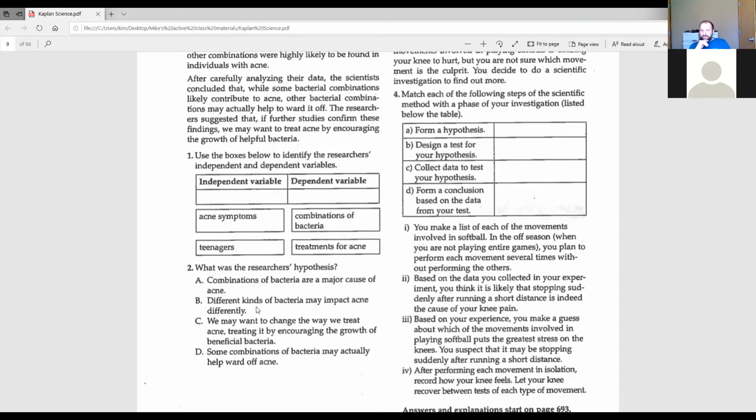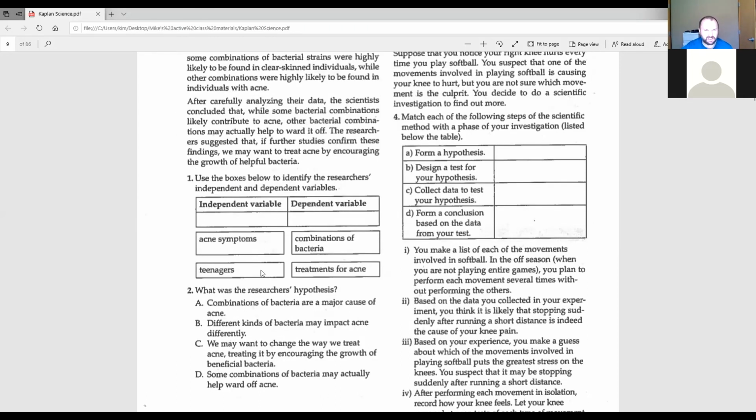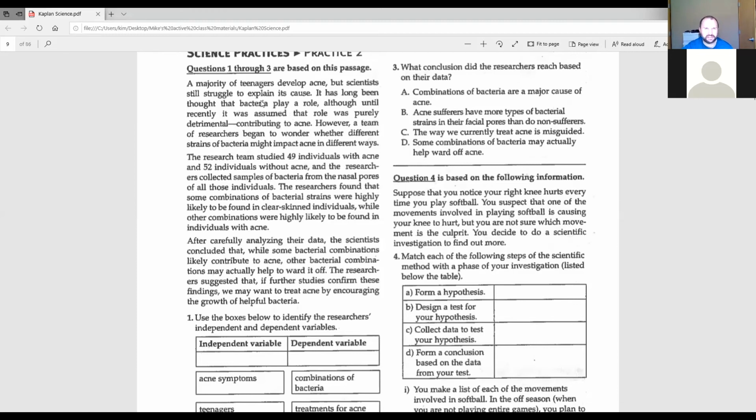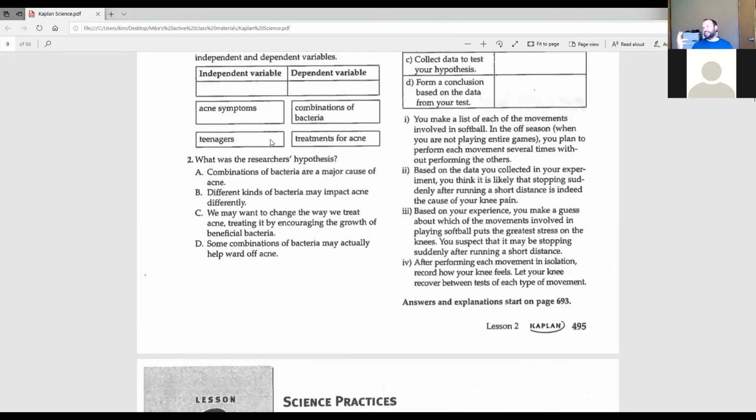So I'd throw out C, and I'd throw out A. Combinations of bacteria are a major cause of acne. That isn't necessarily what they're guessing is the answer. It says it has long been thought that bacteria play a role, right? The fact that it's a major cause of acne isn't necessarily what they're trying to get at, right? They say we think it's a cause, but we're looking more specifically at can it be a positive as well as a negative, right? So I'd throw out A, and I'd look between B and D. And B and D are pretty similar. They're worded a little bit differently. They're saying a similar thing.